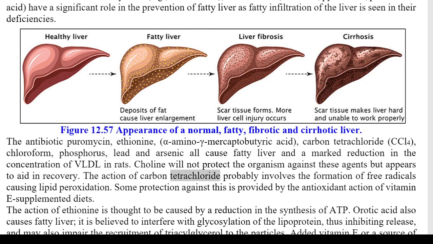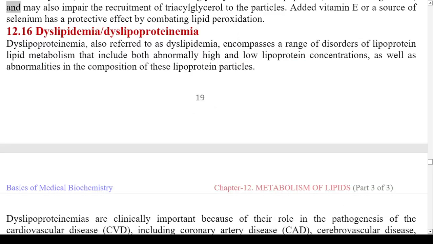The action of carbon tetrachloride probably involves the formation of free radicals causing lipid peroxidation. Some protection against this is provided by the antioxidant action of vitamin E supplemented diets. The action of ethionine is thought to be caused by a reduction in the synthesis of ATP. Orotic acid also causes fatty liver. It is believed to interfere with glycosylation of the lipoprotein, thus inhibiting release, and may also impair the recruitment of triacylglycerol to the particles. Added vitamin E or a source of selenium has a protective effect by combating lipid peroxidation.